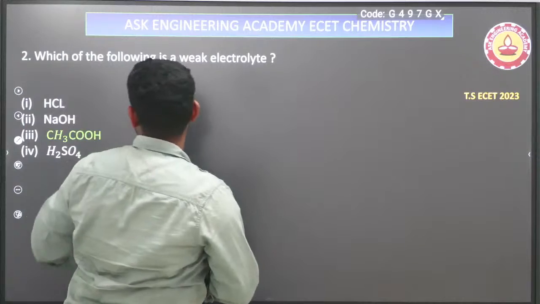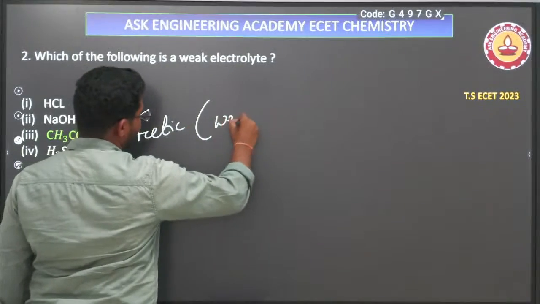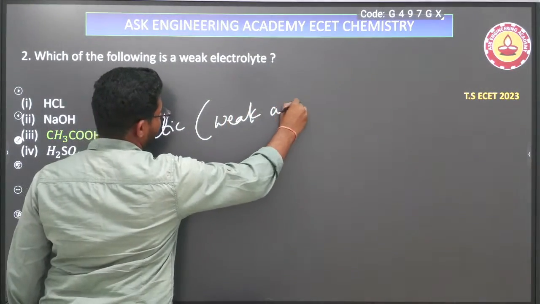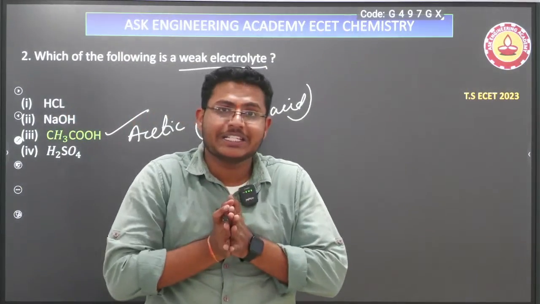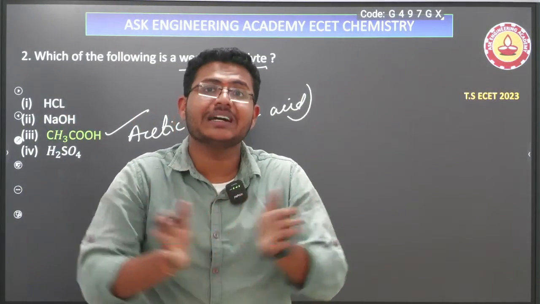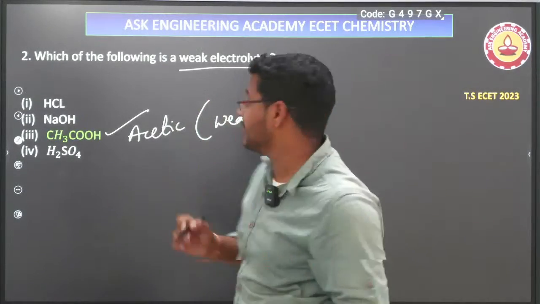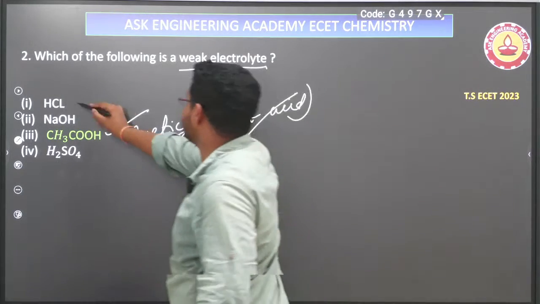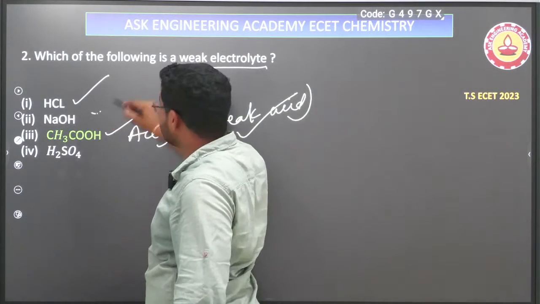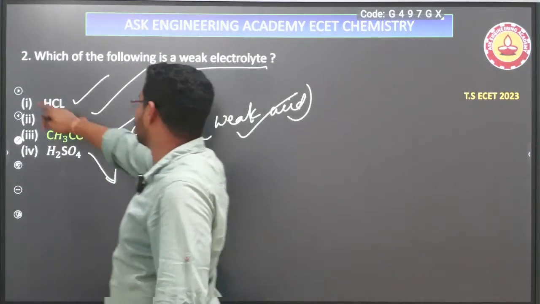Which of the following is a weak electrolyte? Simply, this is acetic acid, a weak acid. I already said weak electrolytes dissociate into ions incompletely. The best example for weak electrolytes is a weak acid. Acetic acid is an example of a weak acid, so this is the answer. HCl is a strong acid, NaOH is a strong base, H2SO4 is also a strong acid. So option 3 is right.